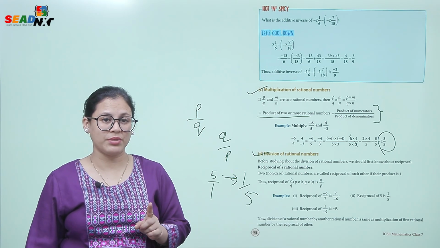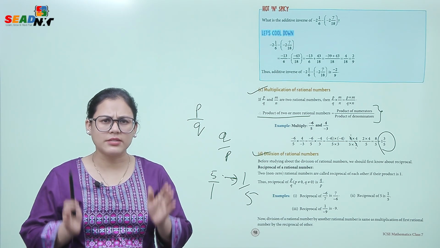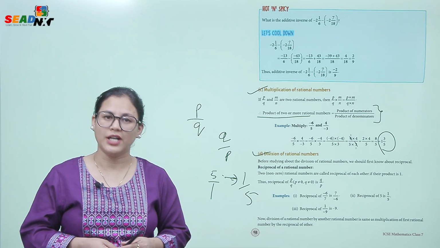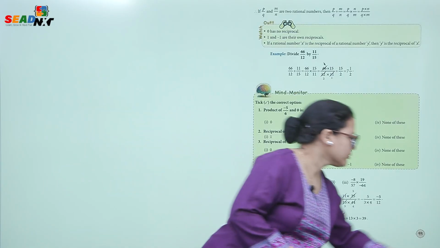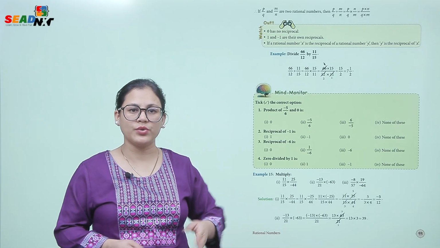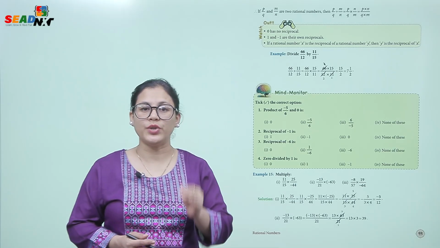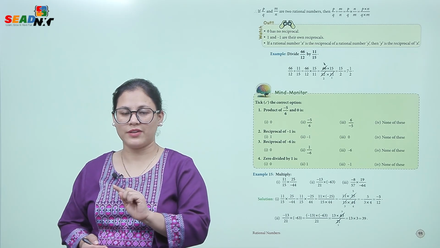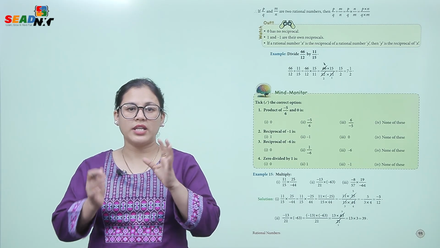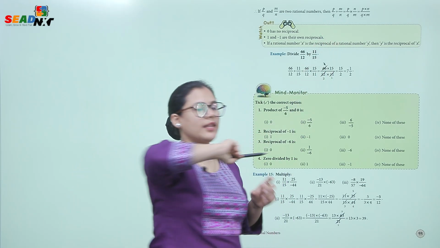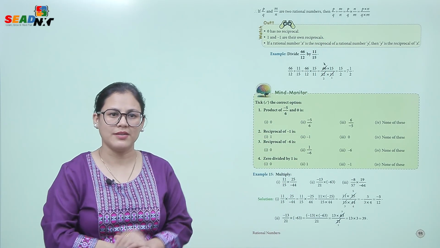Now division of a rational number by another rational number is same as multiplication of first rational number by the reciprocal of other. Therefore, if P by Q and M by N are two rational numbers, then P by Q divided by M by N is equals to P by Q into N by M is equals to P into N, Q into M. यानी जब हम divide करेंगे तो जो second rational number होगा उसका हम reciprocal निकालेंगे and then जैसे हम दो rational numbers को multiply करते हैं वैसे ही करेंगे.